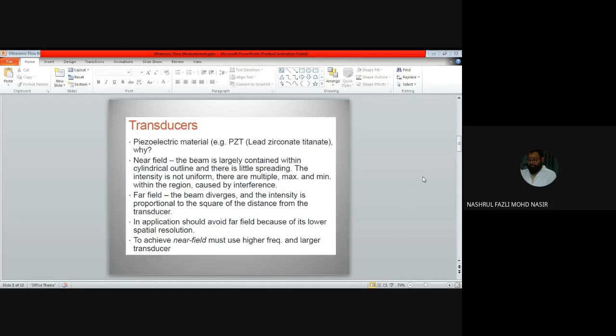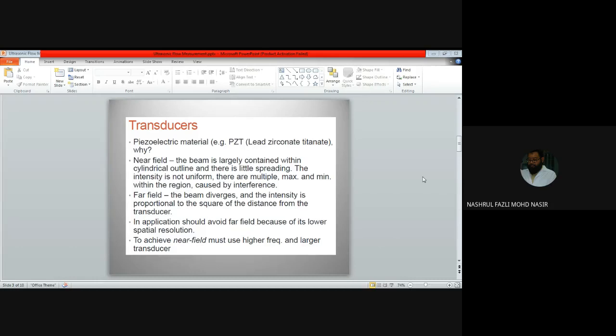So what are the transducers that we use? We use a piezoelectric material, usually lead zirconate titanate, PZT. So we have two types of measurement.